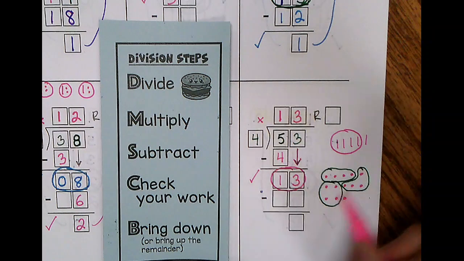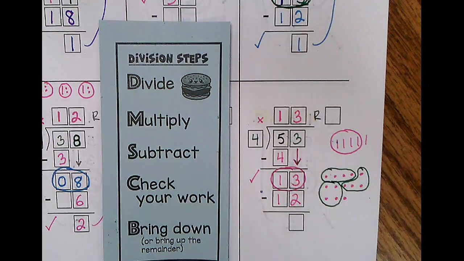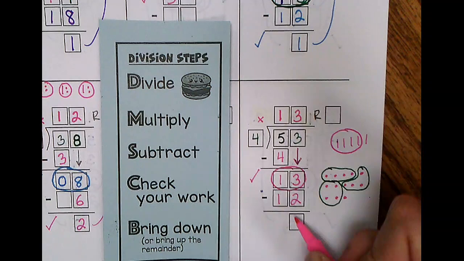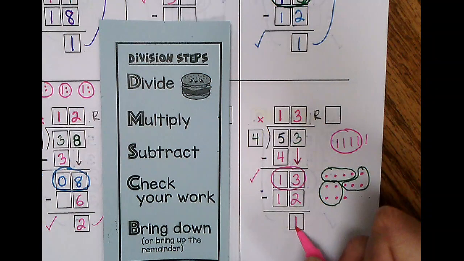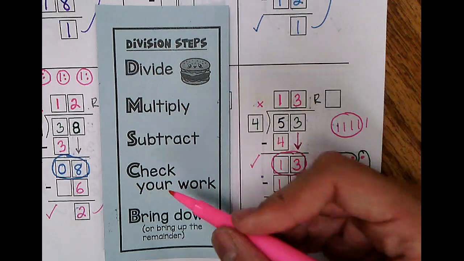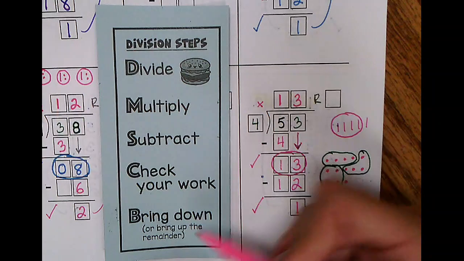How many did I just use up? 4 times 3 gives me 12. Then you subtract. We're on the subtract step. So you subtract and you get an answer of 1, which makes sense. There's 1 left over, right? 1 couldn't fit in any of the groups. Check my work. Is 1 smaller than 4? Yes, it is. Bring down the next digit.